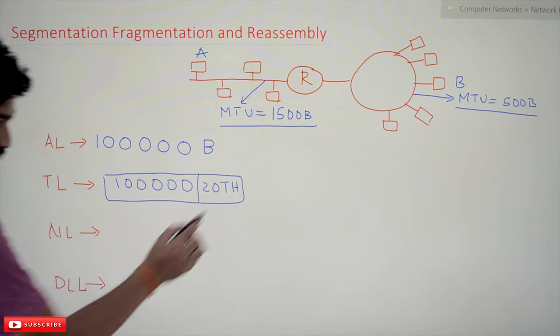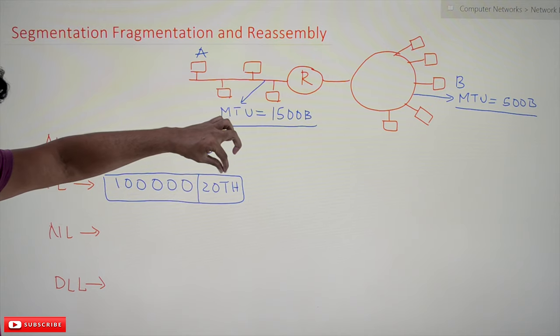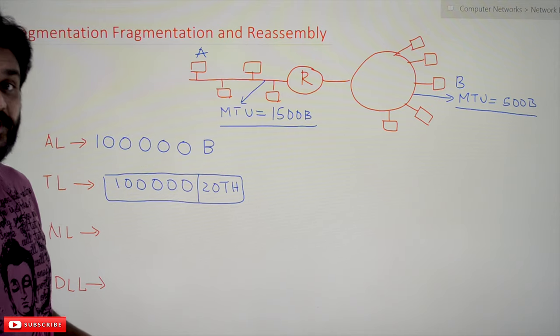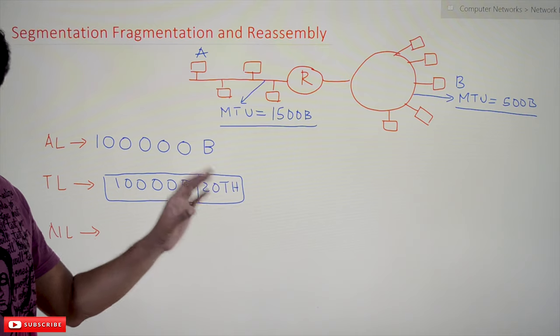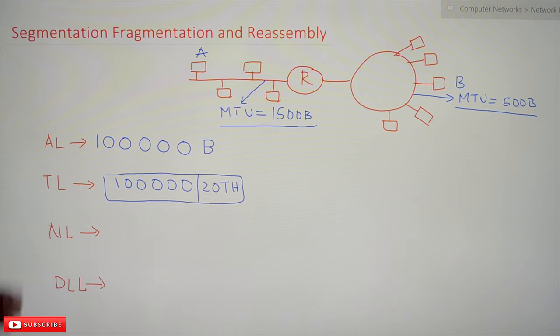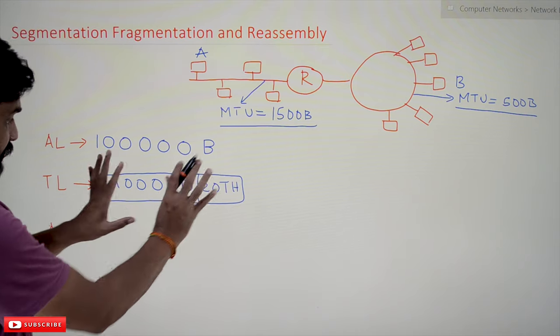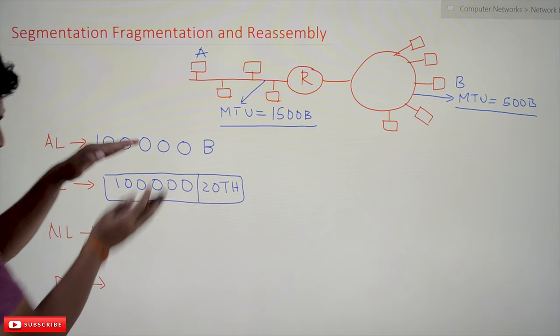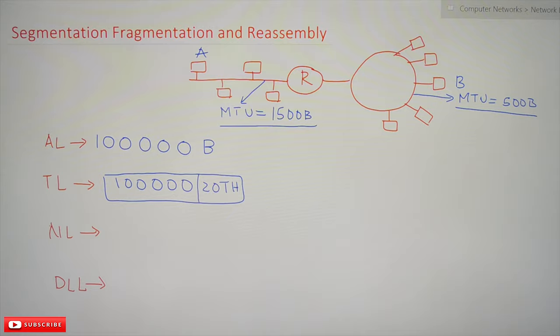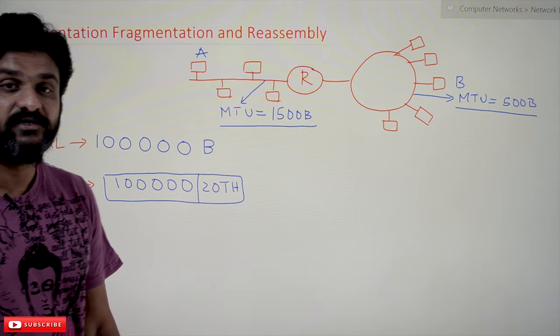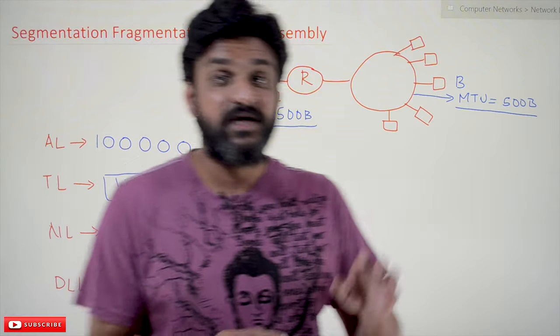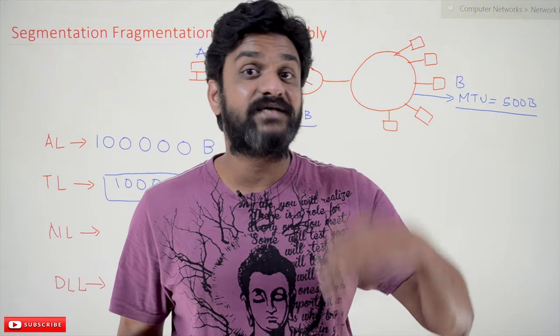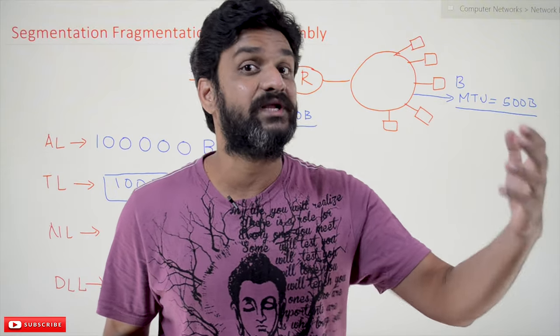Make a note of this. TH stands for transport header, and this plays a very important role, which we'll try to understand. Now, can this 100,000 or 1 lakh bytes of data be transmitted directly to the network layer or to the data link layer? No, we cannot do that, because the underlying layers have their own limitations.